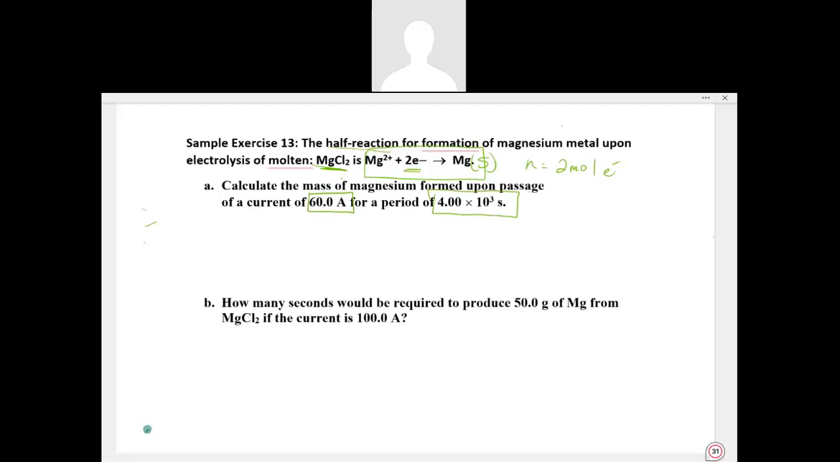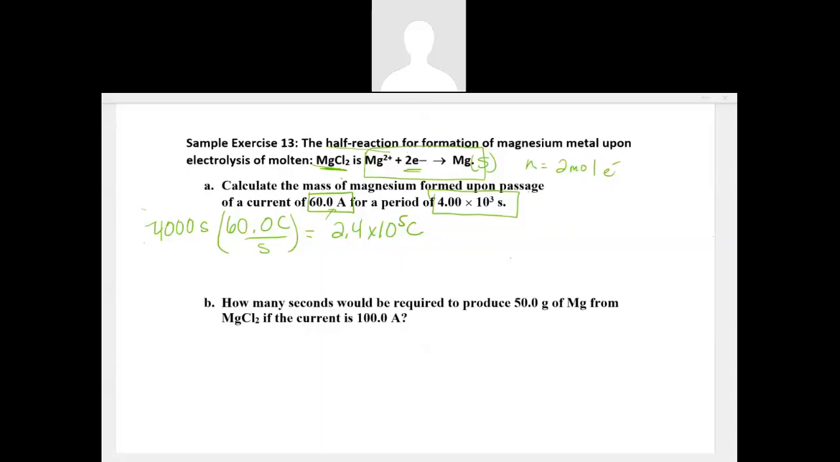So that's 4,000 seconds. I can either go from time to mass or mass to time. In this case, I'm going to start with my time and my current to generate how many coulombs. If we take 4,000 seconds and multiply that by 60.0 coulombs per second, that's really 4,000 times 60, or 2.4 times 10 to the fifth coulombs. So we're going to start there.